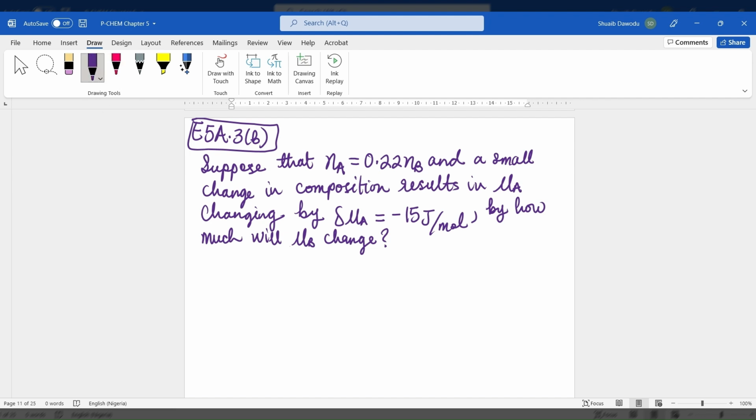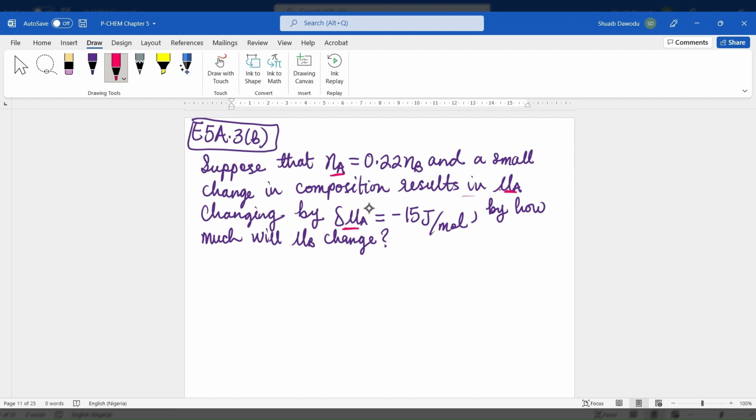Looking at this question, there's a lot of n sub A, mu sub B, and changing mu sub A. This is basically telling you the information you need in order to solve this question. So I'm going to reread this question and say what each of those symbols means. Suppose the number of moles of component A is 0.22 n sub B, and a small change in composition results in the chemical potential of A changing by negative 15 joule per mole. By how much will the chemical potential of B change? That is what this is basically telling us.